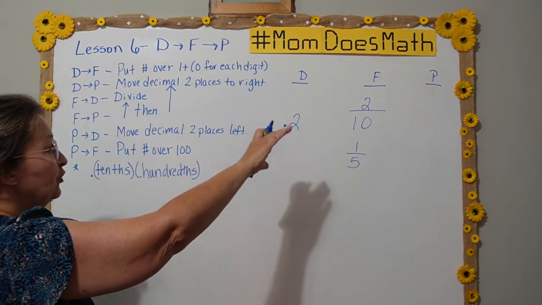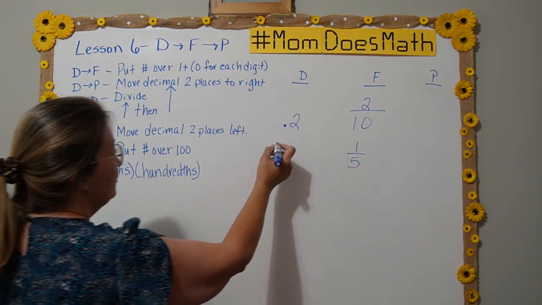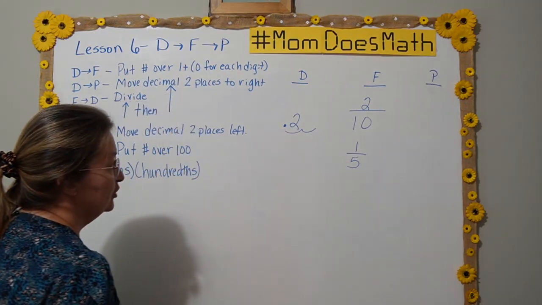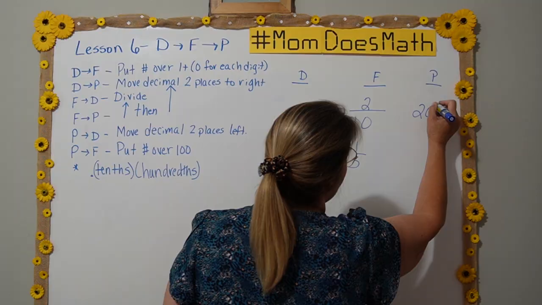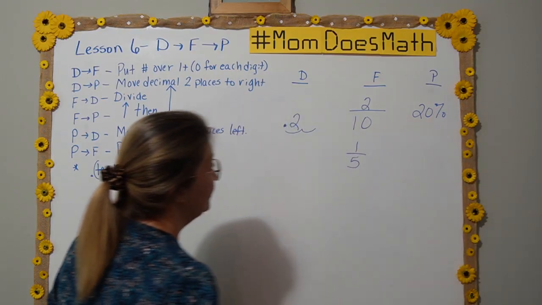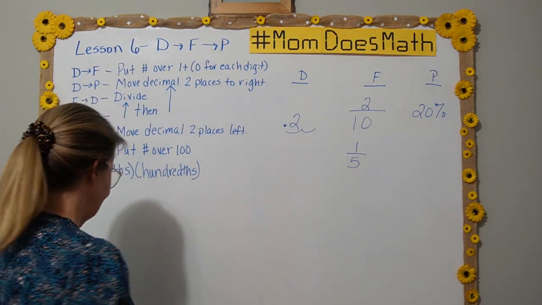All right, now to go to percent. How do you go from decimal to percent? You move your decimal over 2 places to the right. So since there's nothing there, you have to put a 0 placeholder, so it's going to be 20%.